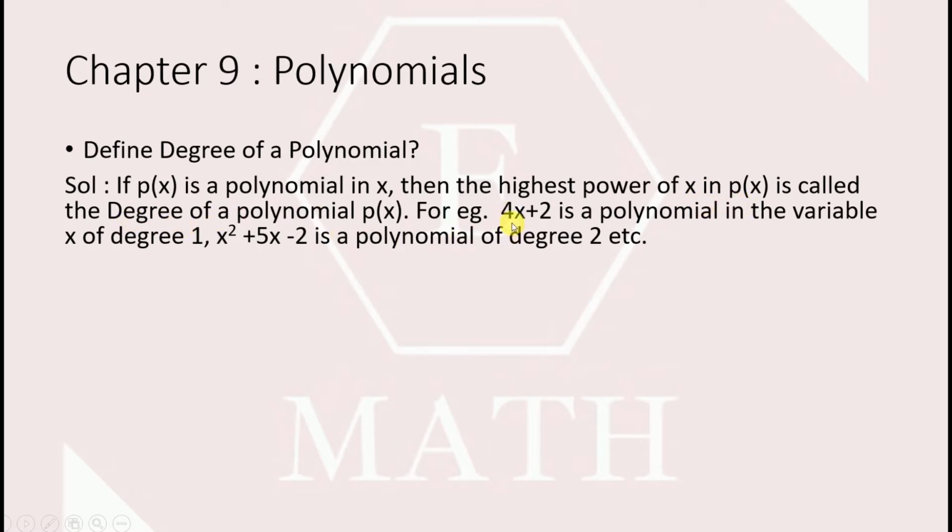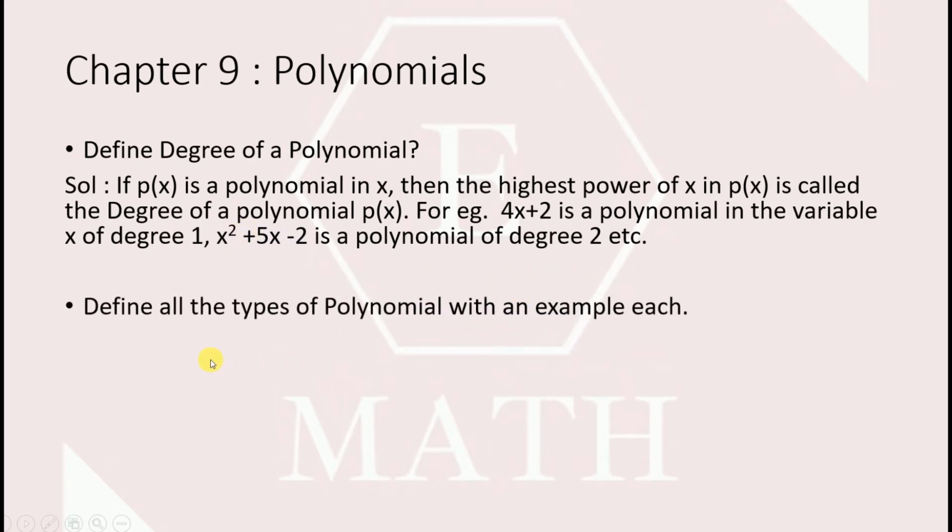For example, if we take 4x plus 2, then the degree of this particular polynomial is equal to 1, right? So 4x plus 2 is a polynomial of the variable x in degree 1 because x is the only variable we have and the power of that variable is equal to 1. So its degree is also equal to 1. Similarly, take the other polynomial x square plus 5x minus 2. This is also a polynomial of degree 2 because x square is the highest power of x here, right? 2 is the highest power. That's the reason degree is equal to 2.